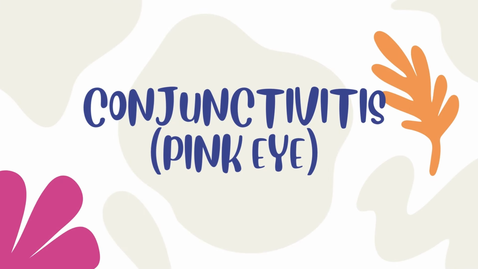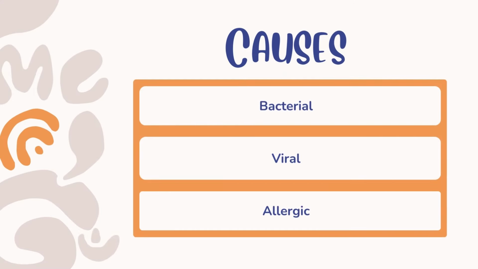Alright guys, so today we're going to take a look at pink eye, also known as conjunctivitis, which basically means inflammation of the conjunctiva, the outer membrane that protects the eye. This is an extremely common condition that we see every day in the pharmacy, mainly because it happens for many different reasons. The three main types of conjunctivitis are bacterial, viral, and allergic.